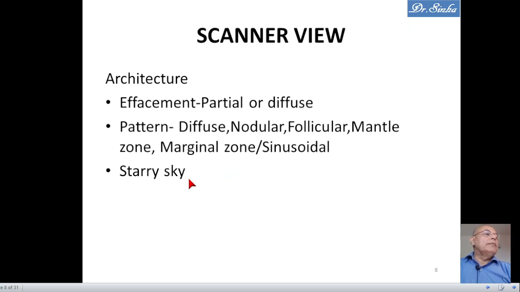Difference between nodular and follicular pattern. In nodular, nodules are big, outline blurred, not well defined. In follicular pattern, small distinct nodule.